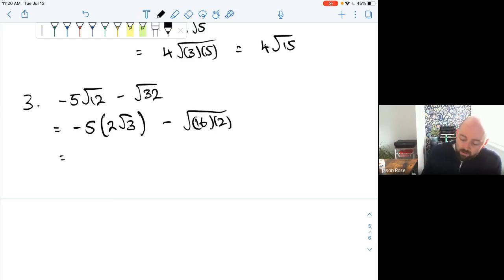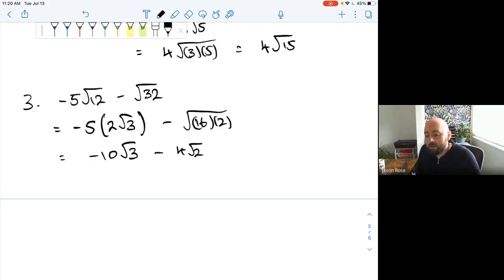So multiplying out here, minus 5 times 2 is minus 10. Square root of 16 is 4. And there's nowhere else we can go from there. We can't simplify any further. What I was watching out for in the final step was if they both ended up being root 3 or root 2, then I would have added those terms. I would consider them like terms. Like if we were doing minus 10x minus 4x or something, you would then say it's minus 14x.